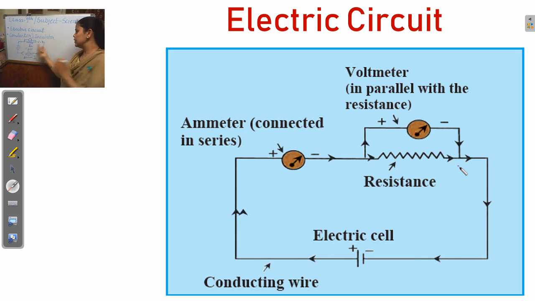Okay. Then this key. If we plug on, that means the circuit will be complete and current will flow in this circuit. But if we plug off, then there is a gap in the conducting wire and the current will not flow in this circuit. Is it clear, students? So let's move on. Next slide.